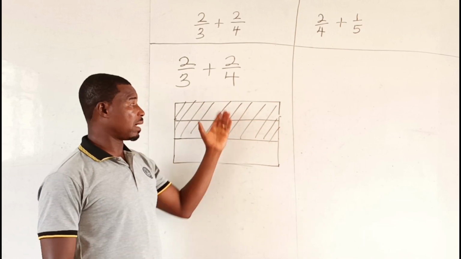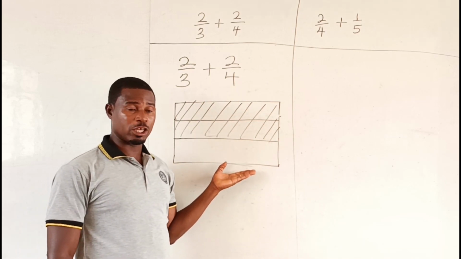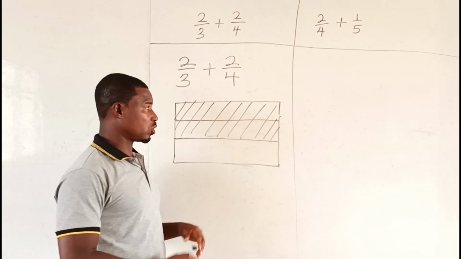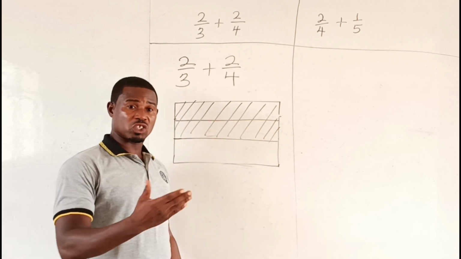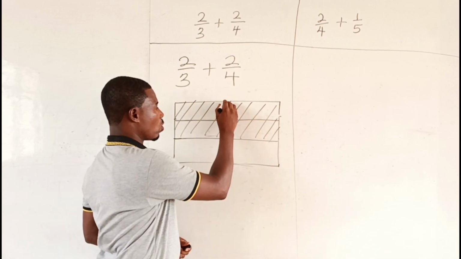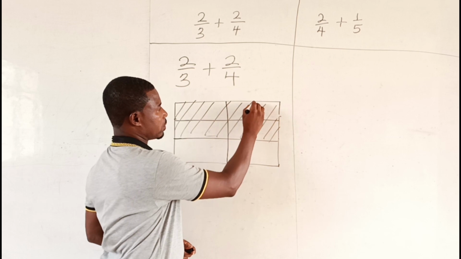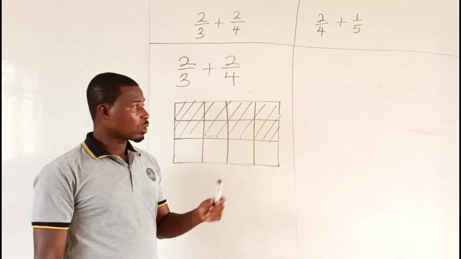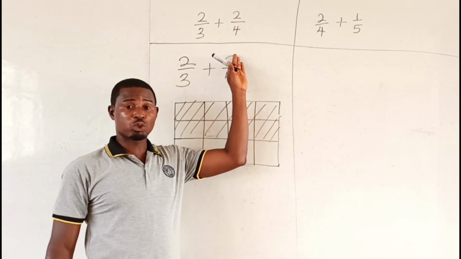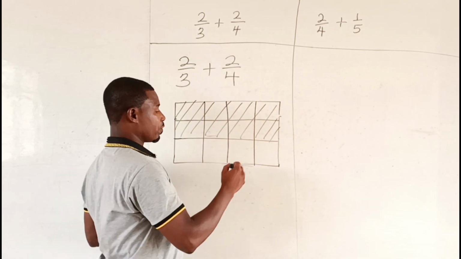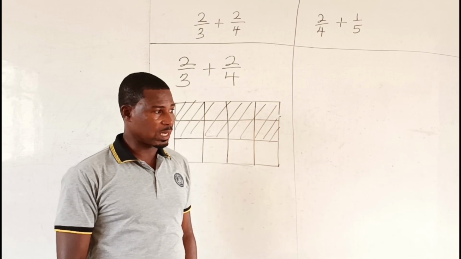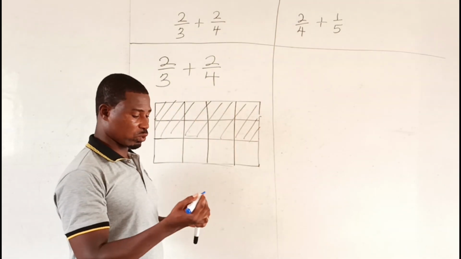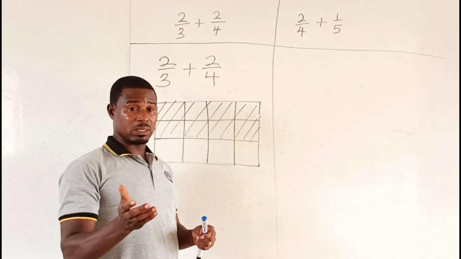So we are going to divide the whole once again into 4 parts without cleaning the first division. But this time we are going to change the direction. And so we'll go this direction. With this, we are going to shade 2 parts. So we move this way. Let me use a different color. So I'll use blue to do the shading this time.